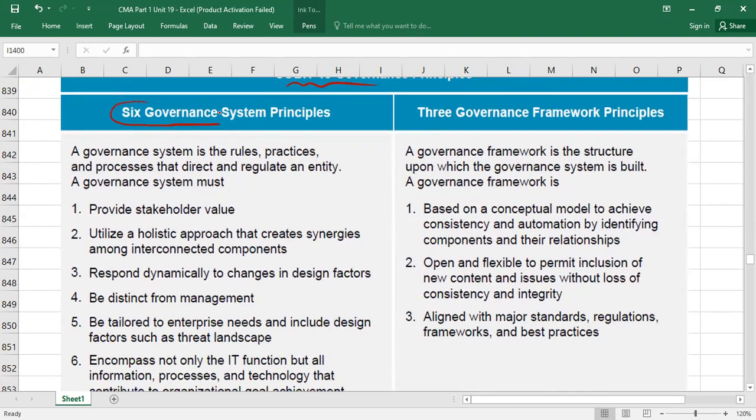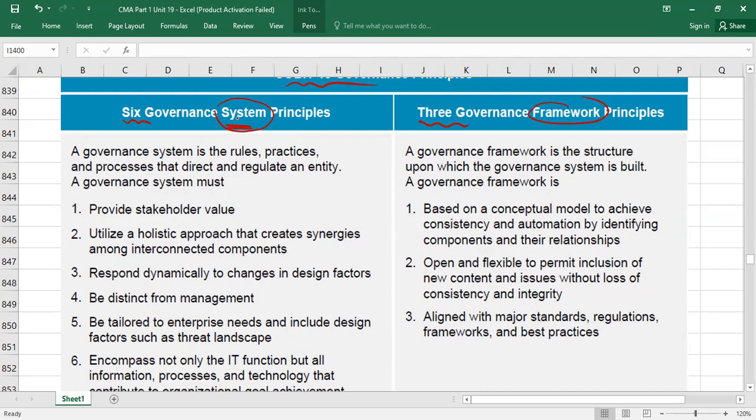Governance, this is the keyword. 6 principles, but relevant to the governance system. And they have 3 governance framework principles. You need to memorize these principles. What are the 6 governance system principles and what are the 3 governance framework principles? Okay, I'm going to explain the 6 governance system principles.